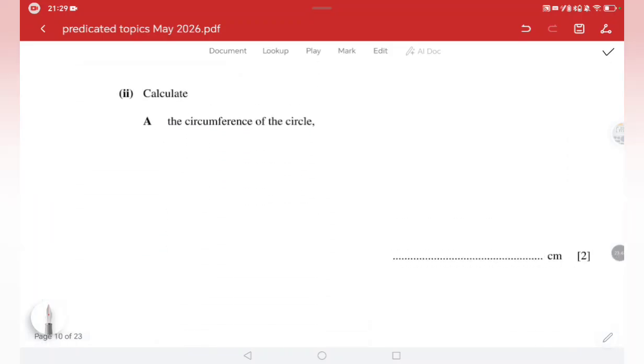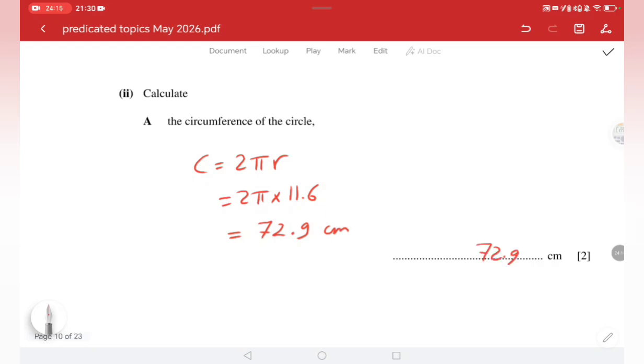Next question. Calculate the circumference of the circle. Circumference of a circle equals 2 pi r. R is 11.6. So 2 pi times 11.6. The answer is 72.9 centimeters. This is to three significant figures.